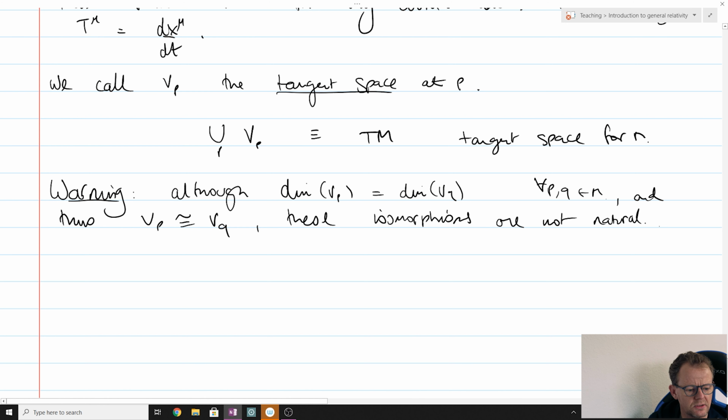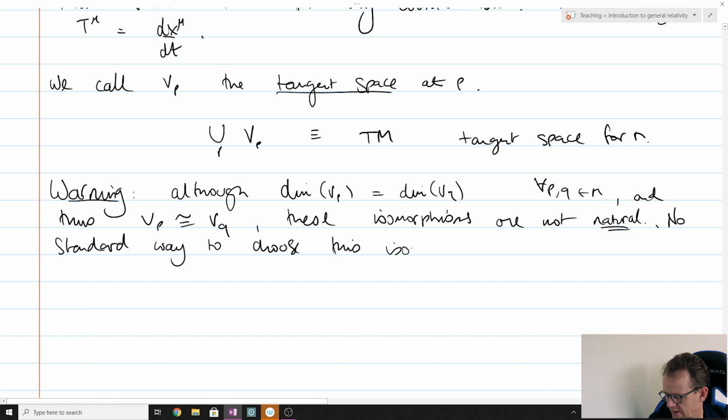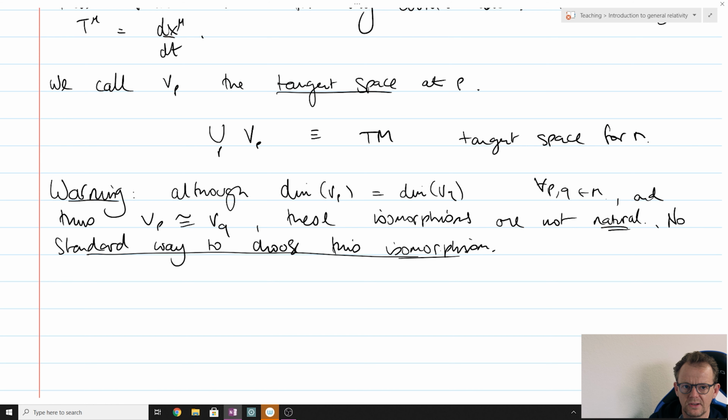They're chosen, there's no canonical way to choose an isomorphism between two vector spaces without extra data. There's no standard way to choose this isomorphism. Isomorphism means identification. In particular, you could have two points that are really close, and the identification between these two vector spaces is wildly varying as you change the points around the manifold.